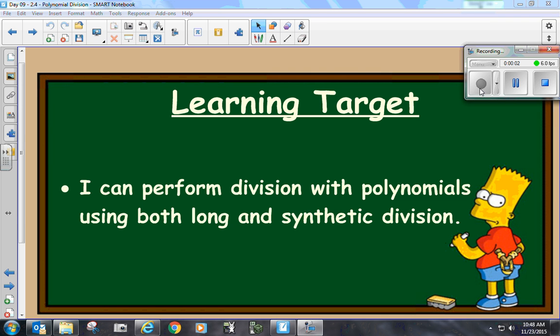Today's learning target: I can perform division with polynomials using both long division and synthetic division. Synthetic division is going to be a million times easier. We're just going to bear through the long division. And like I previously stated, I'm going to show you a method we do in Algebra 2 Common Core, which is reverse tabular division. I think that's easier than long division. But I'll show you every way that I know how.